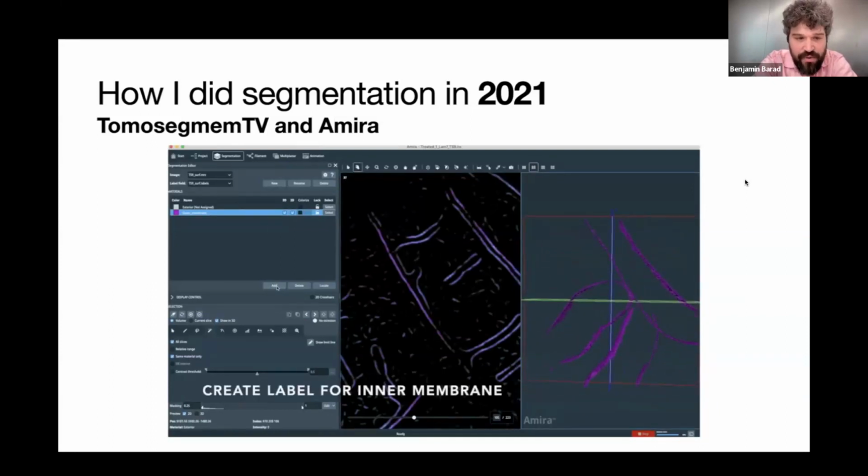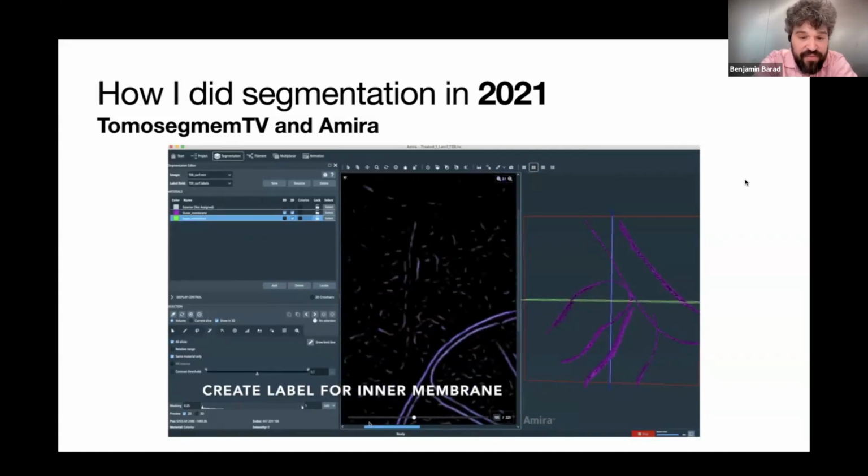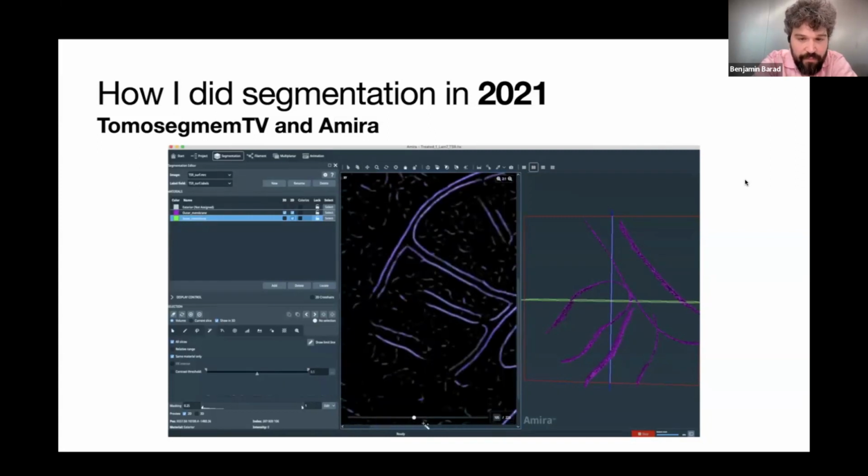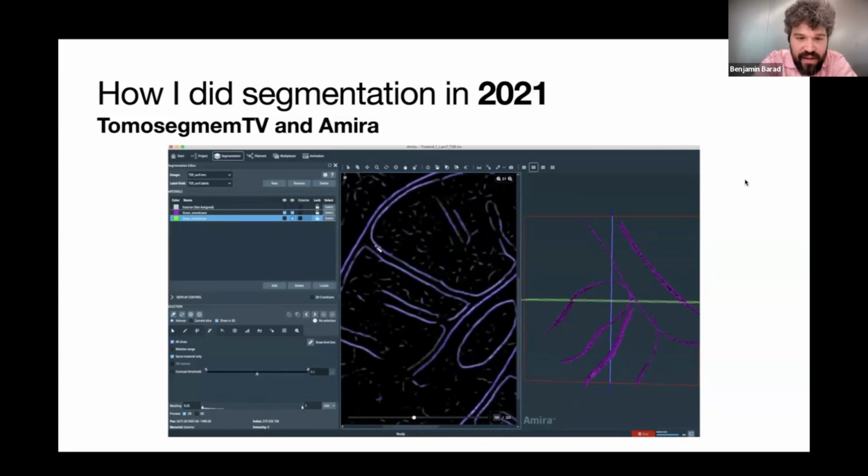So the outer membrane goes quite quickly. The inner membrane is more complicated, and often it's more complicated than this even. But let's let it do its thing.